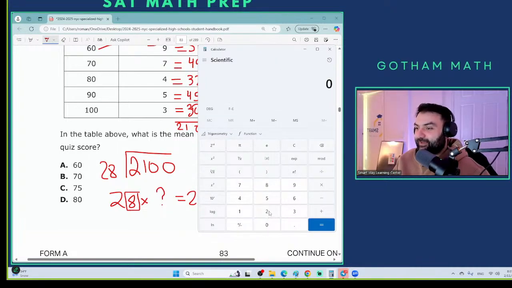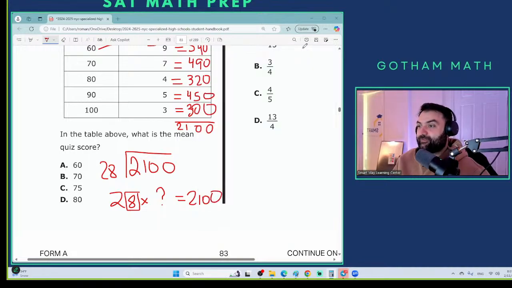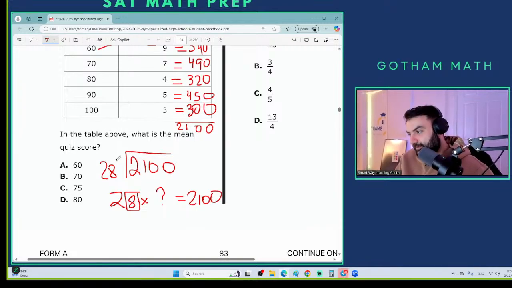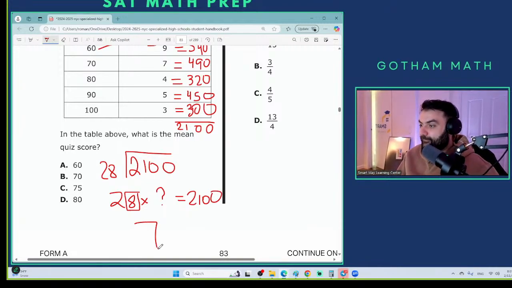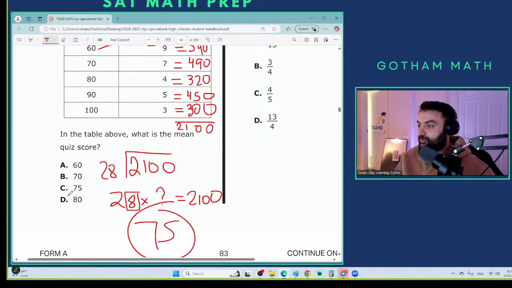But is it 75 though? I think it is, right? Yeah, I think so. 75, yeah. All right, just divide then. Just do the long division.